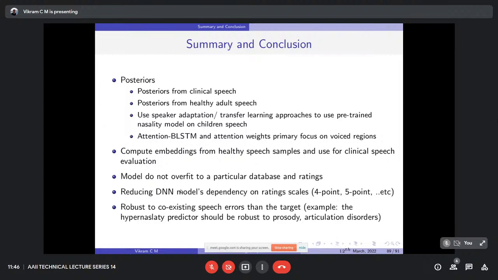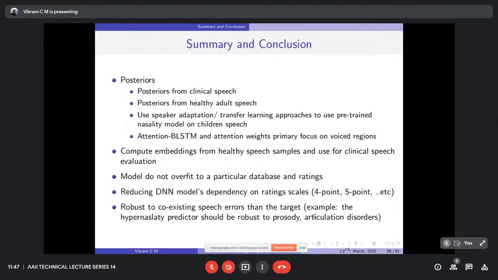Otherwise they also get fed up. Suppose we develop one system for dysarthria and another for vocal fold disorder; they will get confused about which system to use to evaluate voice quality. So we need to take care of those things. And if you train a DNN system, it should not be that dependent on the rating scale. Some clinicians prefer a 4-point rating scale, some prefer a 5-point, and some prefer a continuous rating scale. Somehow we need to overcome this rating scale dependency.